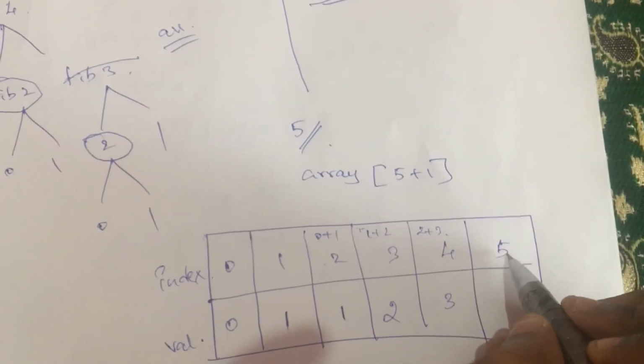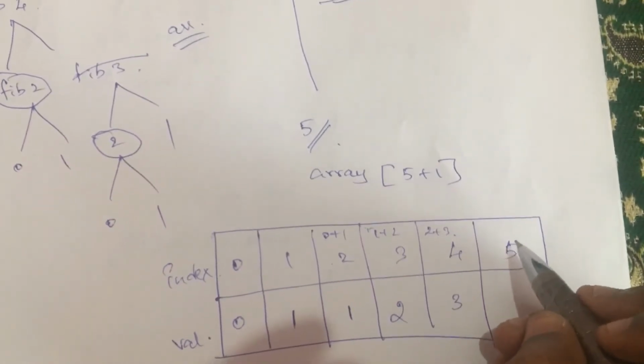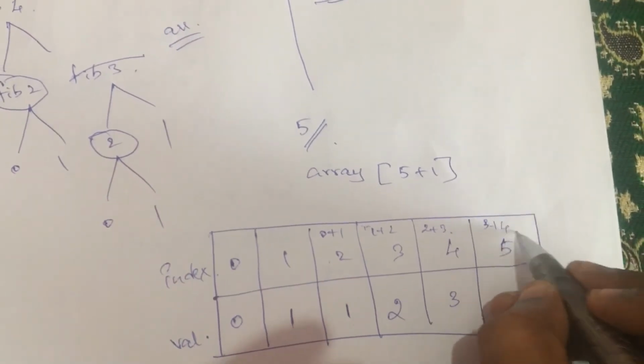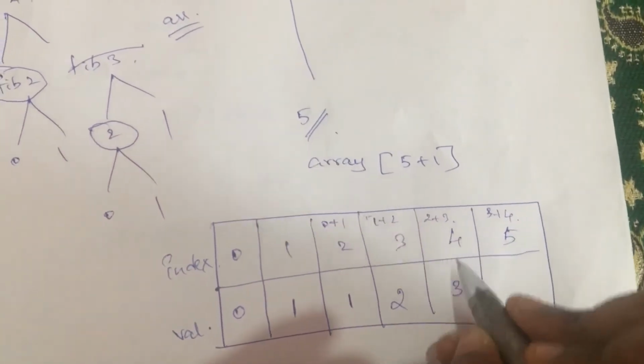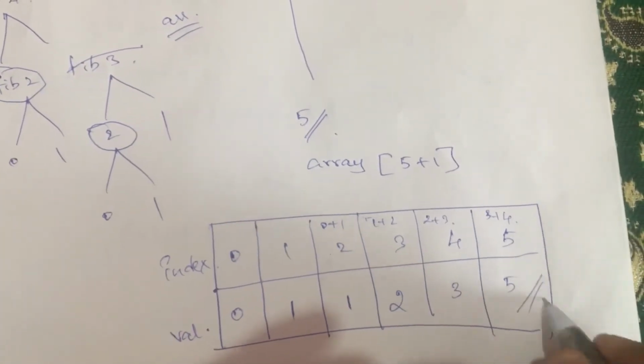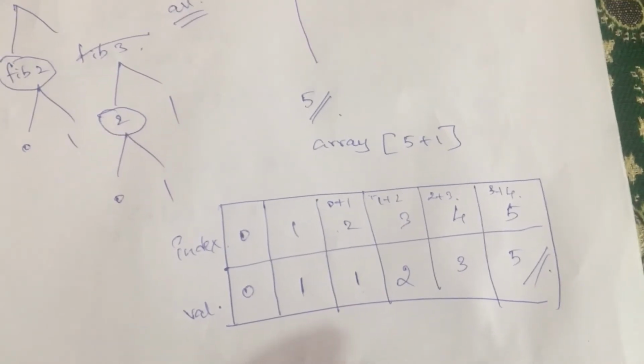And when I come to index position 5 and I want to find the fifth Fibonacci number, in that case I need to add the third value plus the fourth value. The third value is nothing but 2 and the fourth value is 3, so 2 plus 3 gets 5. So this is how the program logic actually works, and finally we'll receive our final output.